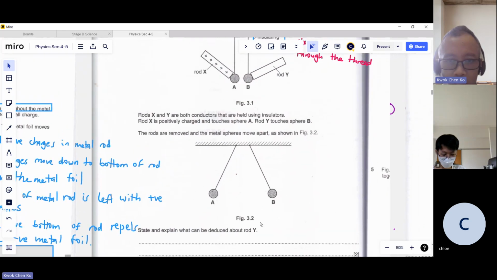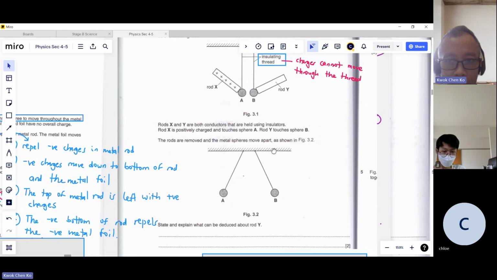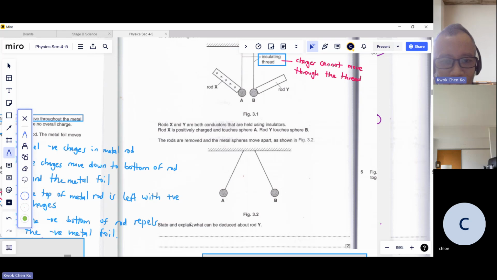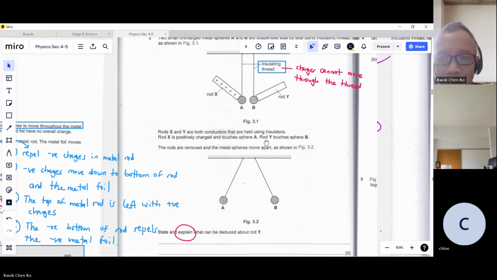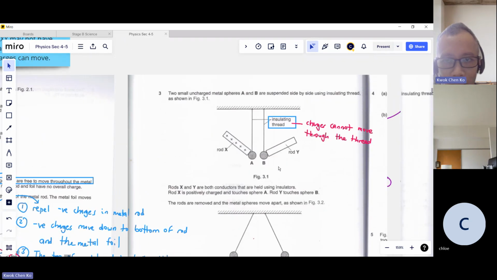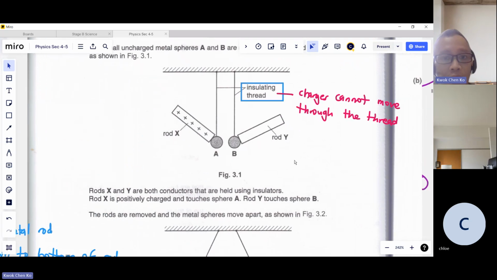What can be deduced about rod Y? Not a very difficult question, I hope. Yep, Tingjie, what can you say about rod Y? Rod Y is positive. Okay, yeah. But of course, it's the explanation part that takes a bit of effort. Now, first thing first, I'm just going to write in point form. It's anyway 2 marks, so I won't spend too much time on it either.